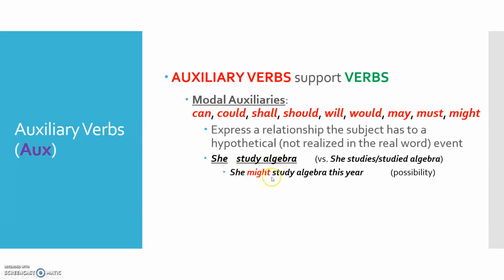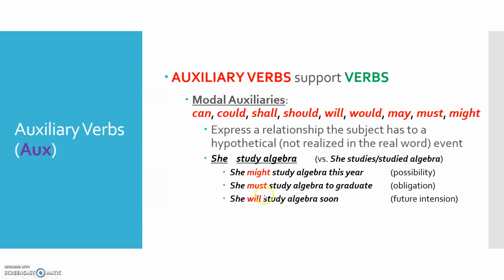So we might throw in an auxiliary verb or a modal auxiliary like might. And that indicates a relationship of possibility, that the subject has the possibility to do this event. Must kind of strengthens it. Now we have a sense of obligation that the subject has to do something for her benefit. Will, so to mark future in English, we use a modal auxiliary because the future is always hypothetical, right?